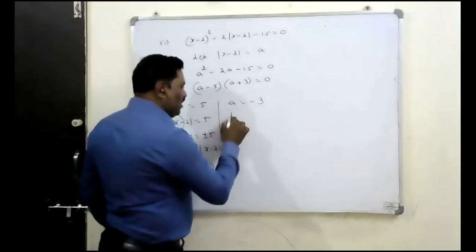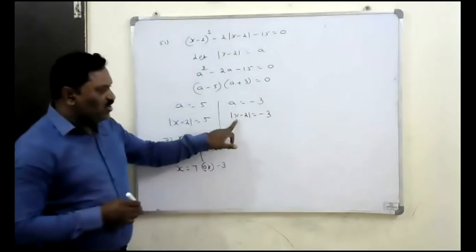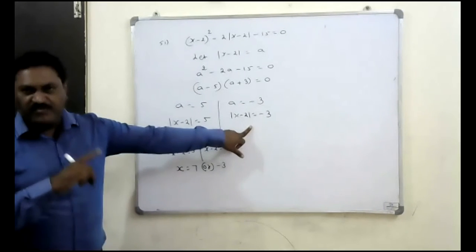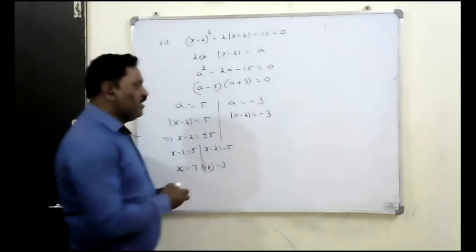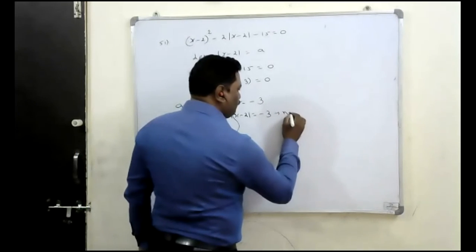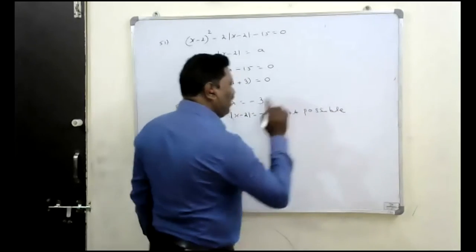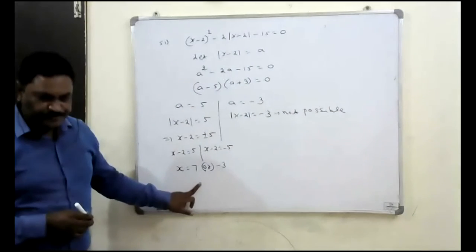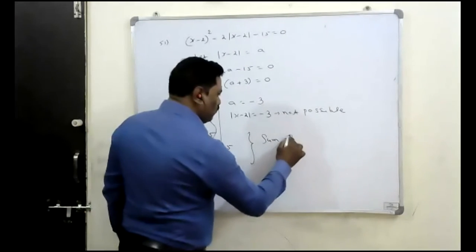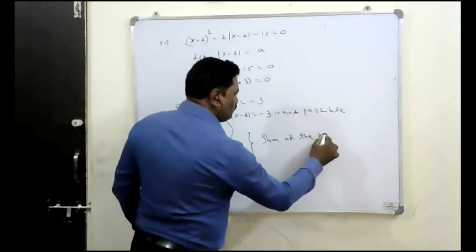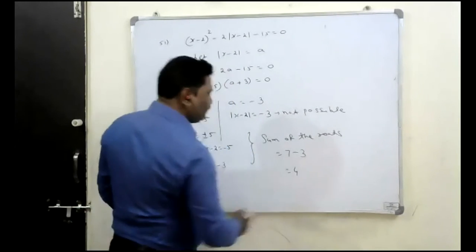But here if you observe, a means mod x minus 2 is equal to minus 3. But it is the modulus. Modulus never gives a negative value, no? So this value can never be negative. That's why it is not possible. So the given equation will have only two real roots. Therefore, what is the sum of the roots? 4. The sum of the roots is 7 minus 3, which is 4. That's it.